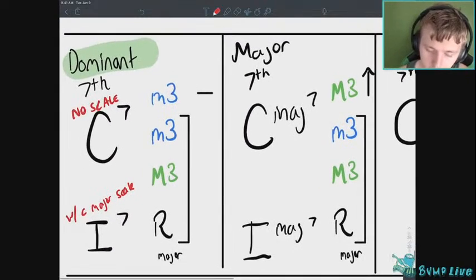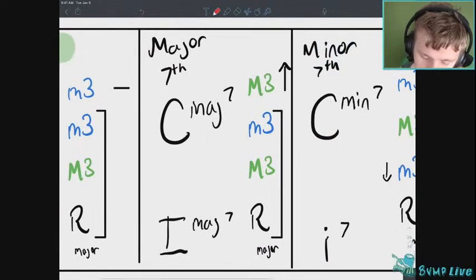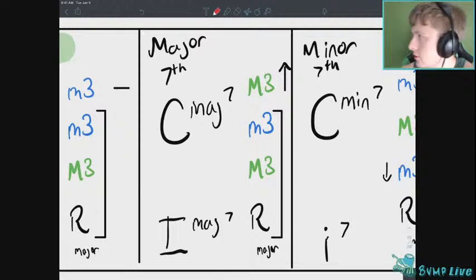So next we have the major 7th chord. This is a major chord on the bottom, and then a major 3rd above.